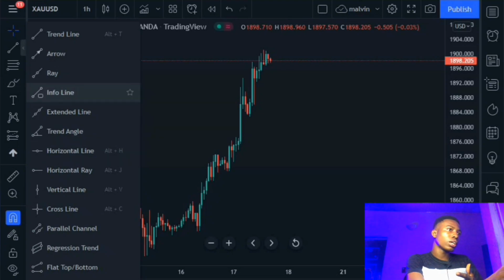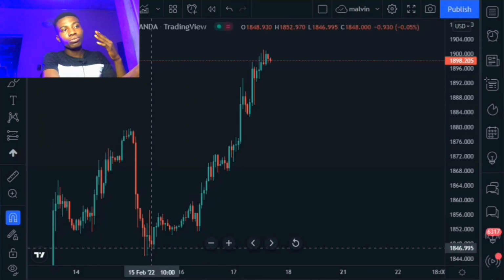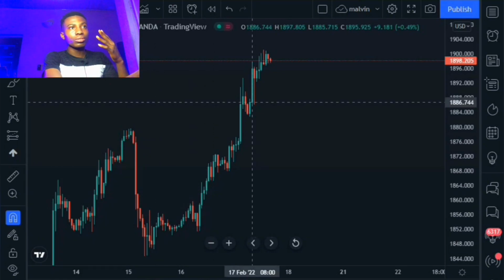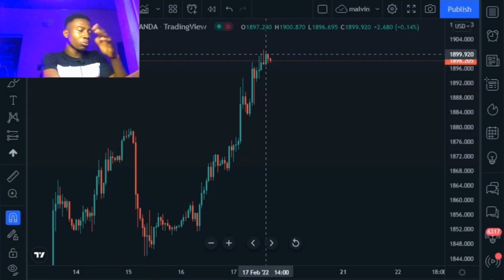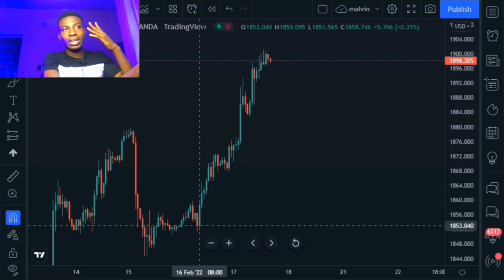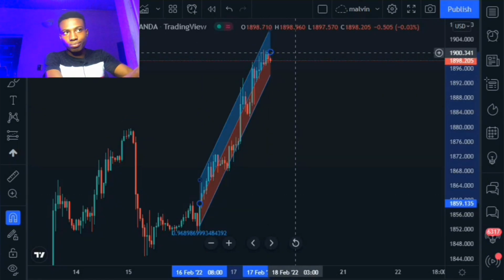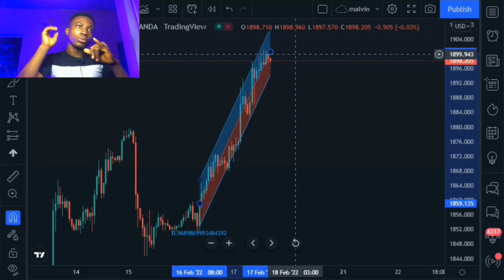Then what you want to do is get to this part that says regression trend. You can just hit a right star on it and tap it. You have to draw from the beginning of the trend to the last point of the trend, wherever it is. We're going to use this point here because we are actually seeing active movements from this point. So we draw it from here to this point, and boom, it provides us with the support and the resistance in the market.